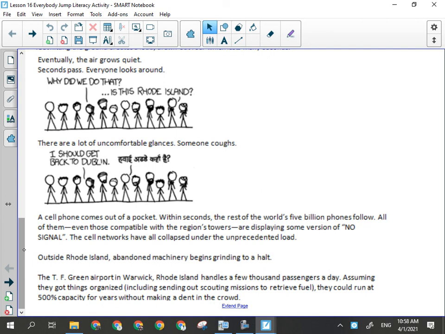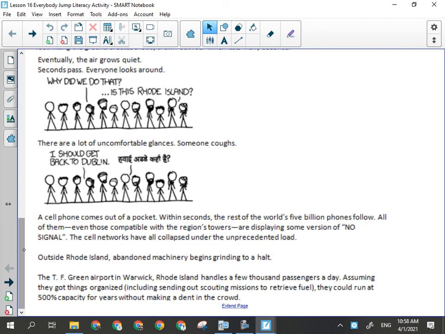They're in Rhode Island, jumping. Okay, I mean it's tongue in cheek, but it's also true if this would actually happen. All right, so the TF Green Airport in Warwick, Rhode Island handles a few thousand passengers a day. Assuming they got things organized, including sending out scouting missions to retrieve fuel, they could run at 500% capacity for years and not make a dent in the crowd.